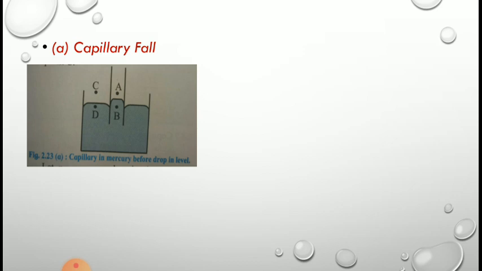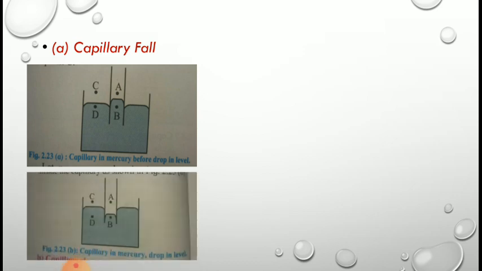And hence PB is greater than PD. But the points B and D are at the same horizontal level. Thus, in order to maintain the same pressure, the mercury in the capillary rushes out of the capillary. Because of this, there is a drop in the level of mercury inside the capillary, as shown in the figure B. So, the liquids which have upper convex surface show fall in the capillary.